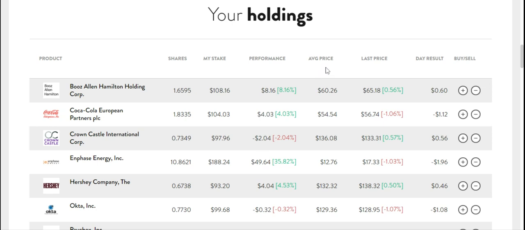Then the average price here tells you what the average price was that you bought that particular share for at the time. The last price here tells you what it's currently trading at. So you can see that I bought this share at roughly $60 and it's now worth $65. And this 0.56 tells you if it's up or down for the day. And then here it tells you the day result, which means how many dollars or cents it's up or down for the day. And then you've got a plus tab to buy more and a minus tab to sell them. So it's just a very simple way for you to see what you've bought and what the current value is.